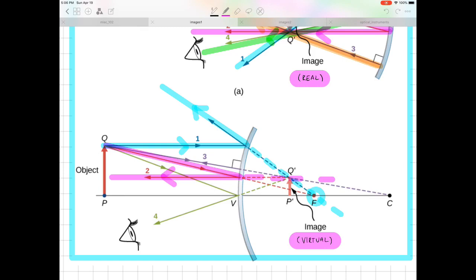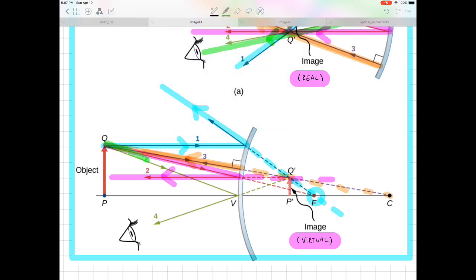And you can continue on. You can draw ray 3. Ray 3 is the ray that would go through the center of the sphere on behind the mirror. But of course, the ray hits the mirror and reflects. But that reflects back along the same line, and so that again reinforces the spot where the image is going to form.